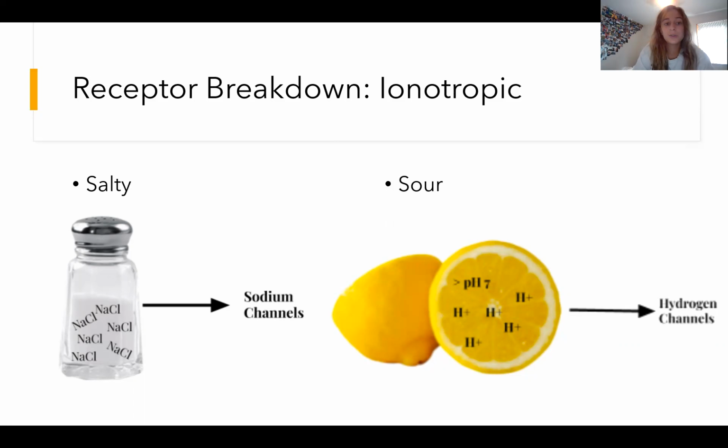For your sour receptors, we need to discuss acids and bases. Acids are any solution that is under a pH of 7, and bases are any solution in the range of 7 to 14 pH. To create an acidic solution, you need a high concentration of hydrogen ions. These hydrogen ions in a sour food, like a lemon, are what activate the ionotropic receptors, like sodium for salt sensory receptors.